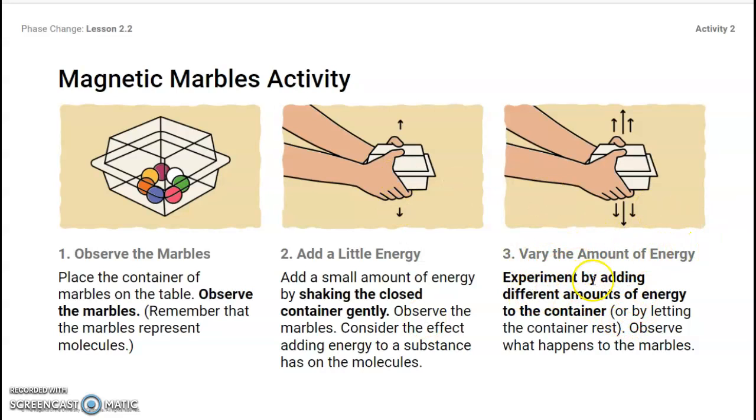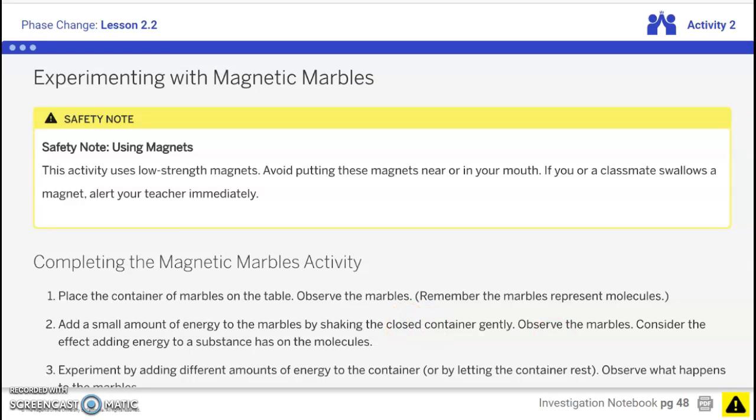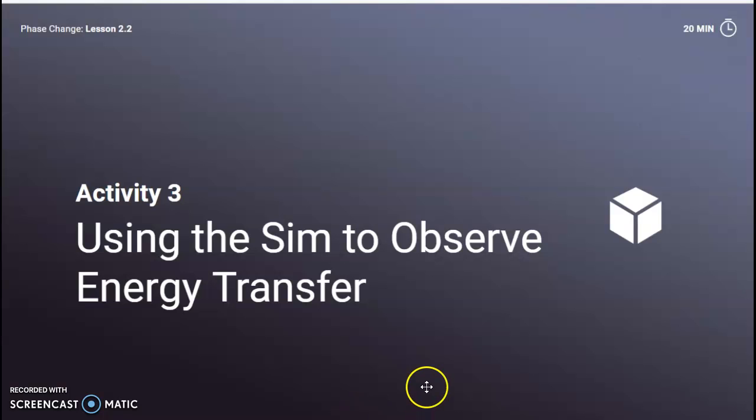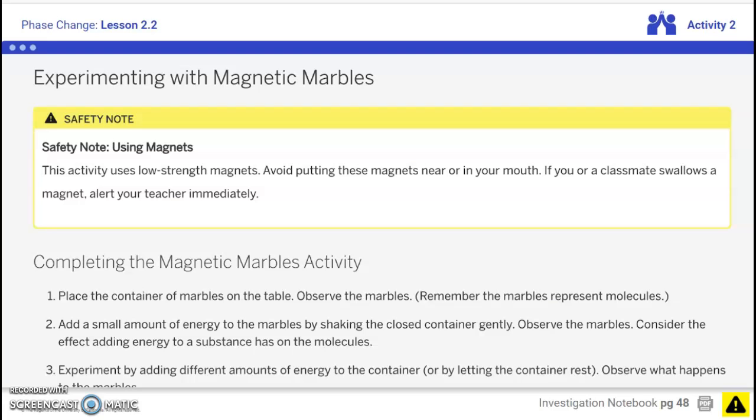Then you're going to vary the amount of energy. So experiment by adding different amounts of energy to the container. Now remember, other people are working, so try not to be too energetic with this, but observe what happens to those marbles. Make sure that you answer the questions that are on your lesson, and make sure that there's questions 4, 5, and 6 describing the energy transfer and how the speed changed and what your observations were and how did they support your claims. Pause the video here to make sure that you go ahead and do that before we move on to activity 3.